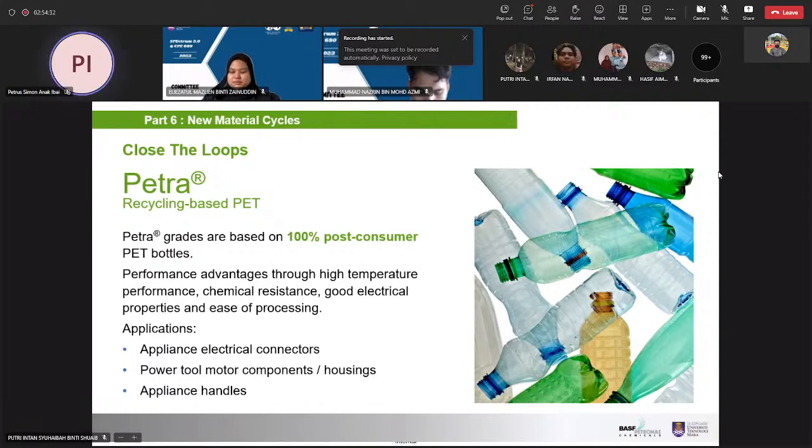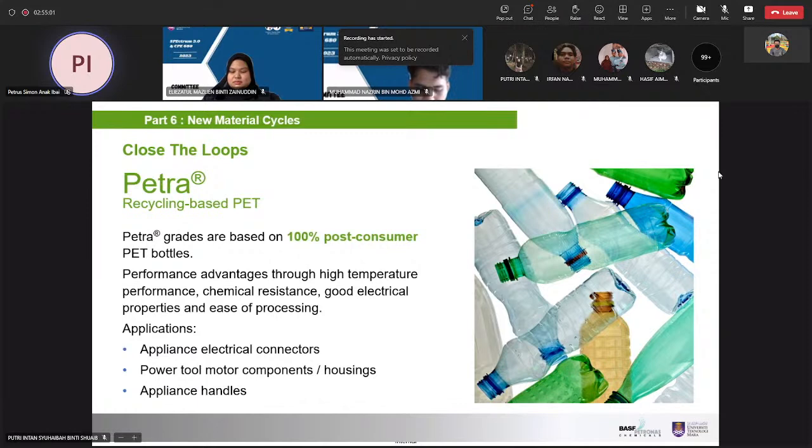The performance advantage basically is the high temperature performance, the chemical resistance, the good electrical properties, and the ease of processing. Mostly this product is used in electrical connectors, like your cable insulators, and also power tools for the motor components and the housings, and also handles, because it can withstand a high temperature.